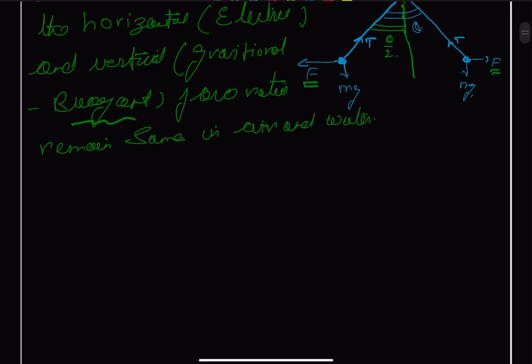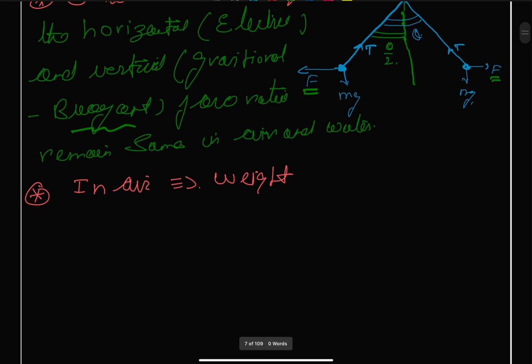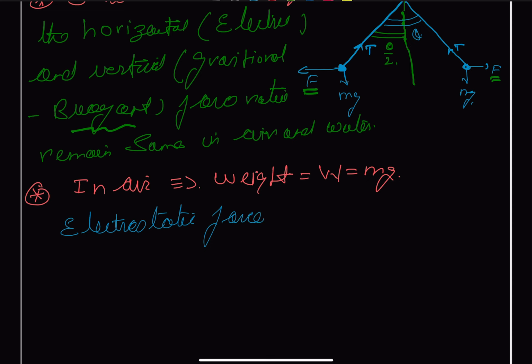So let us start with air. In air we are going to have weight, let us suppose that is given as W, which will be equal to mg, and we are going to have electrostatic force, let us call this Fe, which will be equal to 1 upon 4 pi epsilon naught, Q square upon R square.